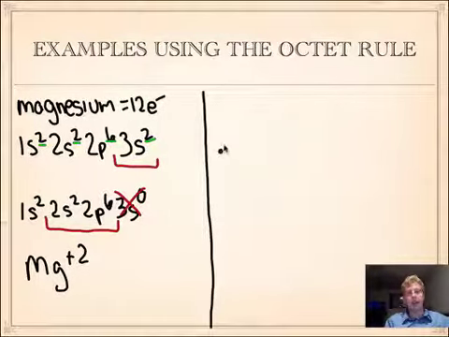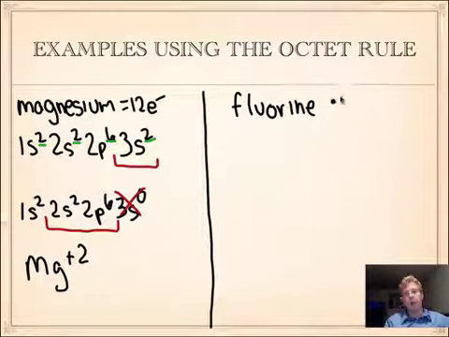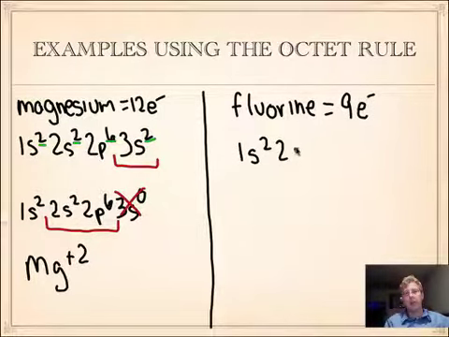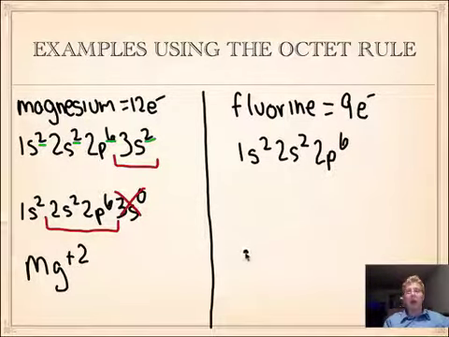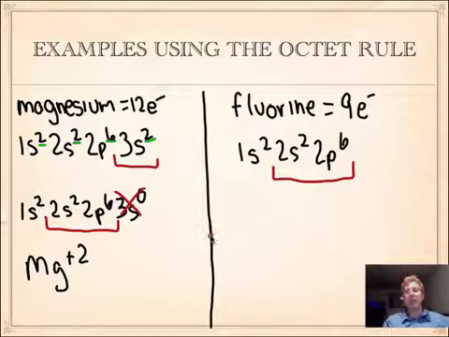Let's look at the other side of the table, and let's look at fluorine. And fluorine has 9 electrons. And so when I write its electron configuration, it's 1s2, 2s2, 2p6. For this one, my highest energy level is energy level 2. And I have 2 sublevels in energy level 2. I have 2s2 and I have 2p6. And so I have, oh, this should be a 2p5, sorry. And I have 2p5. So when I add that up, that's 7 valence electrons.